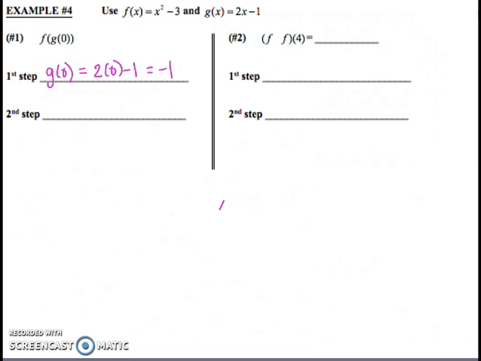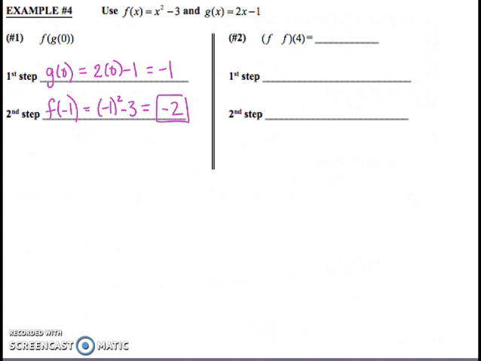Then the second step, finding f of g of 0, really means that now we're just going to find f of negative 1, because we already know that that is what g of 0 is equal to. So that's going to become negative 1 squared minus 3. Now we're plugging negative 1 into the f function. Negative 1 squared is positive 1, and 1 minus 3 gives us negative 2. So our first step was to find g of 0. Our second step was to take that value, which was negative 1, and plug it into f. That is what f of g of 0 is equal to. You always want to do those type of problems in 2 steps.